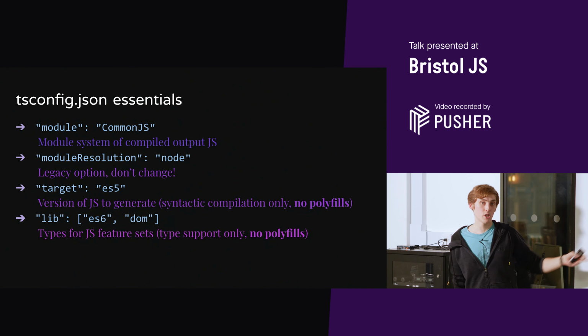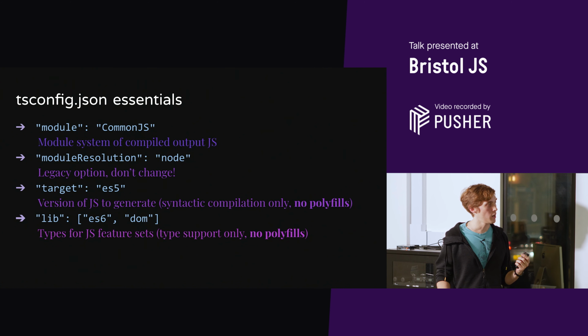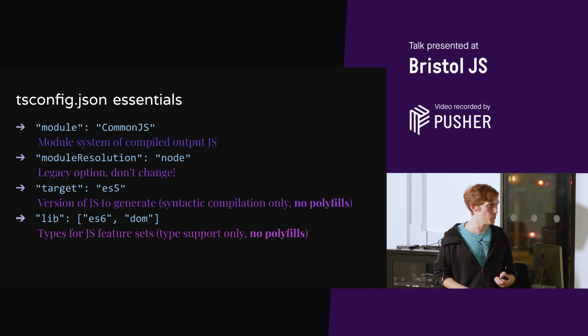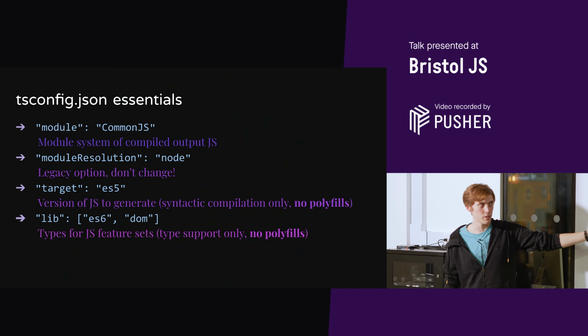Lib, so this is specifying different libraries that you have available on your environment. But again, it's not doing any polyfilling. All this is doing is defining what types are available for those. An annoying one is they don't support Node in here, so you have to do the Node types in a different way.